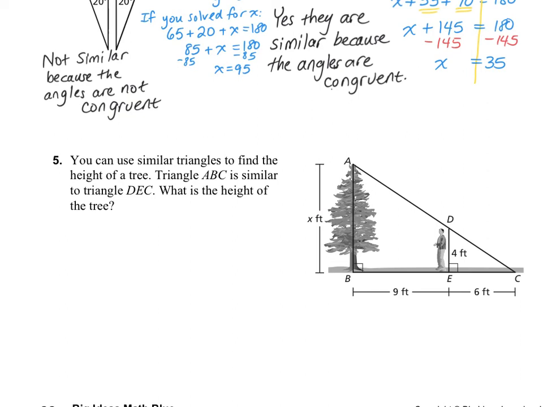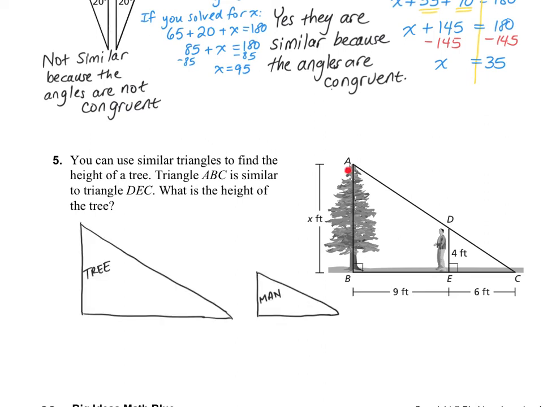When you are doing these kinds of problems, I find it helpful to sometimes move the triangles and pull them apart from each other. So here's what I mean. This big triangle ABC is this same triangle here with the tree, and this small triangle DEC is the same as this smaller triangle with the man.